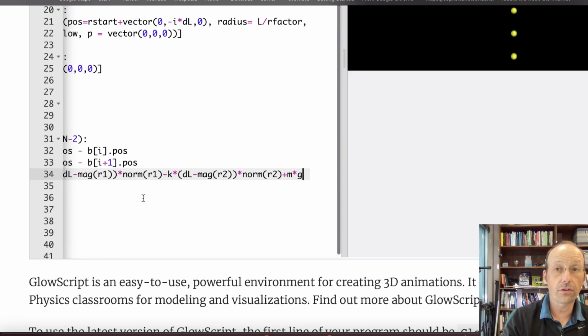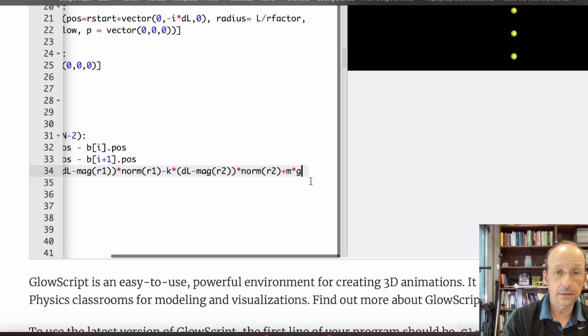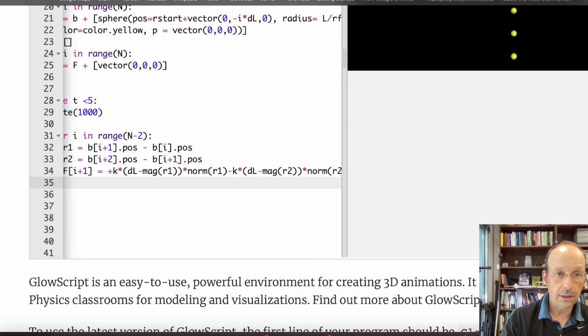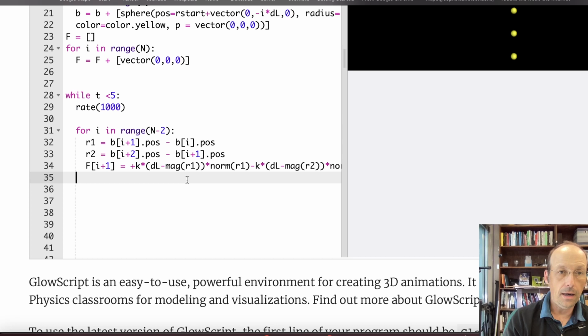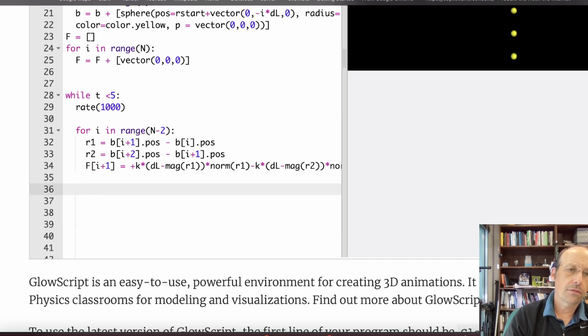Okay, so now I have the forces on all of the middle pieces. Now I need to do the last one. I can't remember how this works. If I have, okay, the last piece will be F of n minus 1. So I can say F[-1].